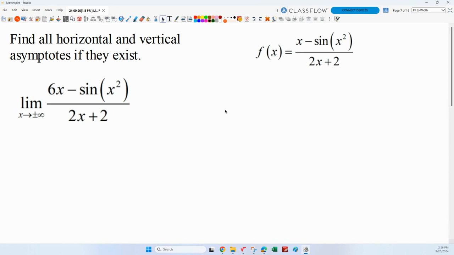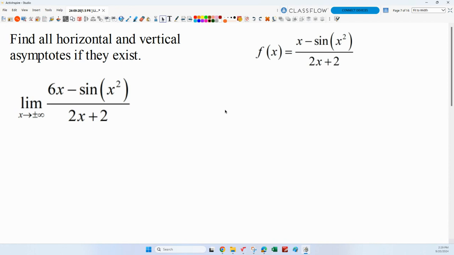Yeah, it's always between 1 and negative 1, so who cares? That's insignificant. As x gets really, really big, 6x is going to get huge. Sine x squared is always going to be small, right? So we can ignore that term, can't we, as x goes to infinity, because that's a contained term. It's constrained to be between negative 1 and 1.